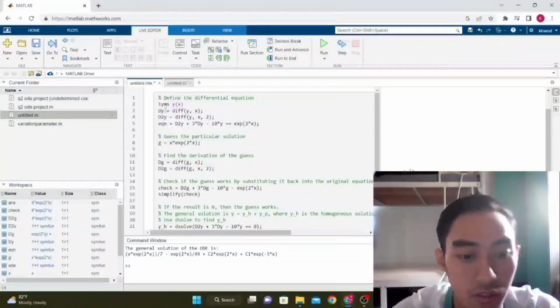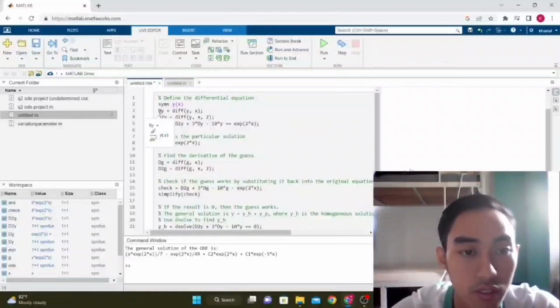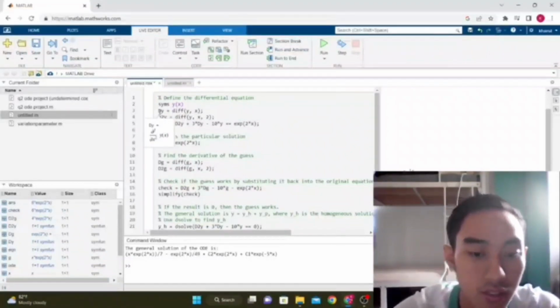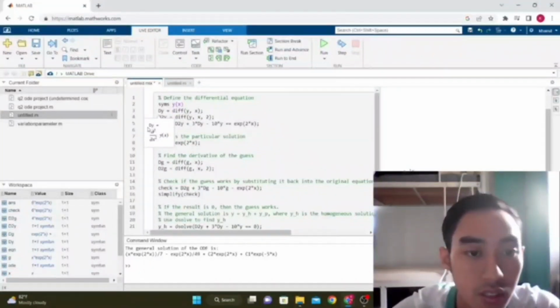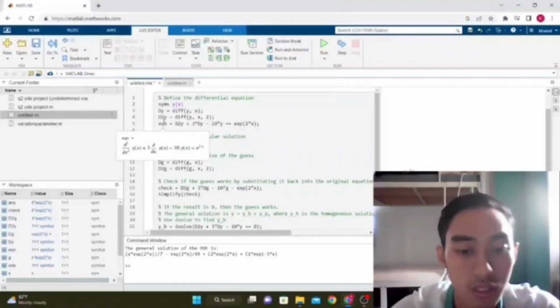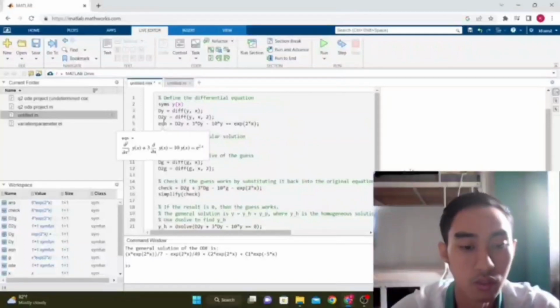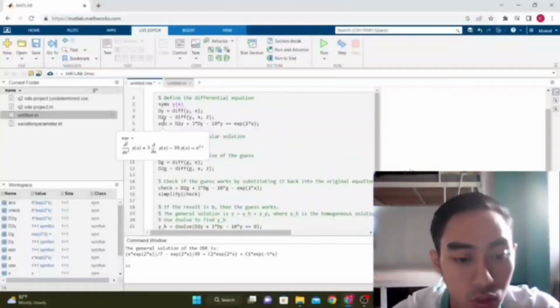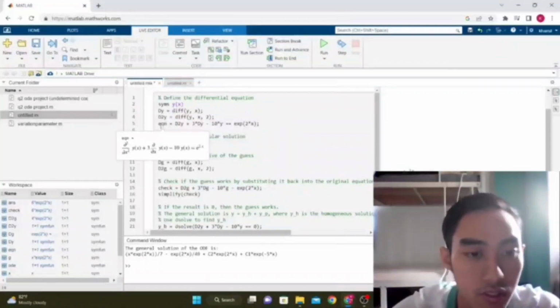Okay, so the first derivative of y(x) with respect to x is represented by dy, this one, and the second derivative of y(x) with respect to x is represented by d2y. The differential equation y'' plus 3y' minus 10y equal to exponent to the power of 2x is defined as the symbolic equation eqn.